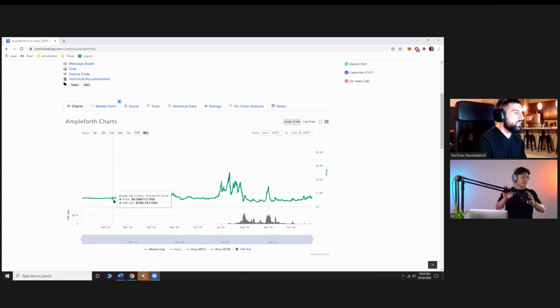If we look at the way that AMPL has traded since launch, we're in this range of floating between roughly $1.20 and $1.30, coming down to 80 cents, 90 cents, a little above $1. Then you see the huge wave of adoption, right? This was that formative period where people were first getting really exposed to Ampleforth, during the big DeFi wave, and then you saw the correction down, right? And that correction represents the true demand for Ample as a token, as a digital asset.